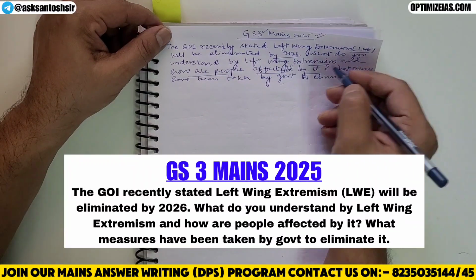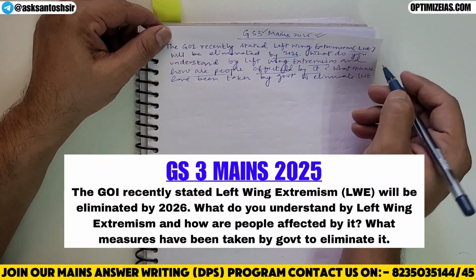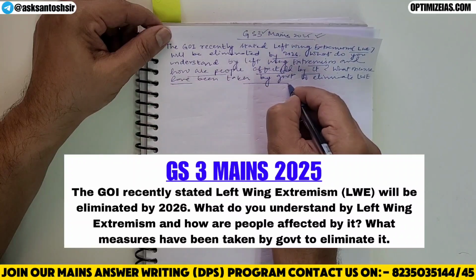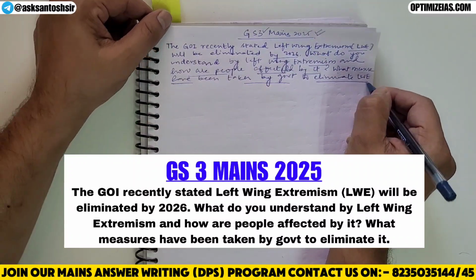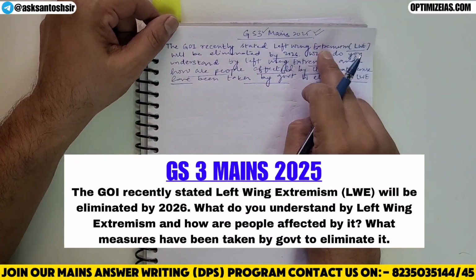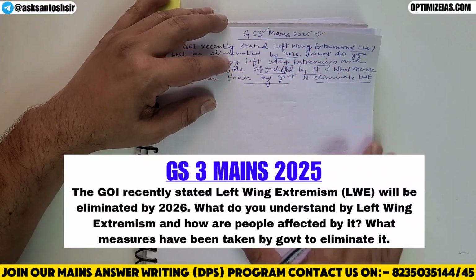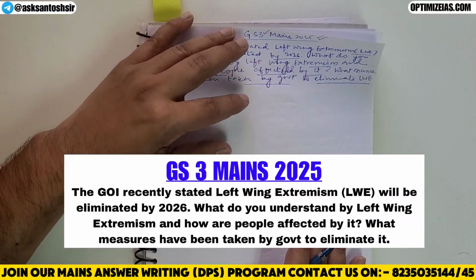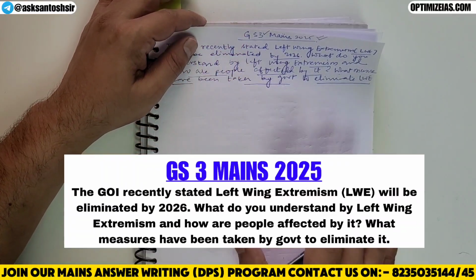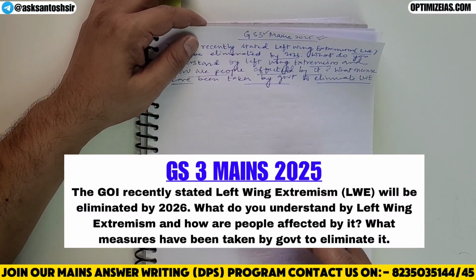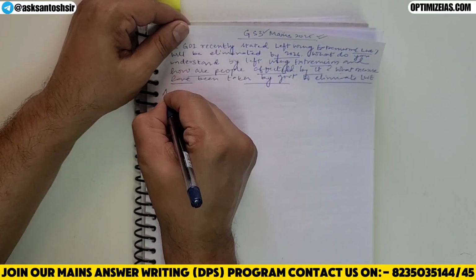Okay, so it has first part. Next, what measures have been taken by government to eliminate it? Okay, so the question has two parts. The first part also has sub parts. So what I will do is I will try to write an answer within 7 minutes. I will try to inculcate some diagrams and flow charts which help you to get some more marks than other candidates. Let us start, guys.